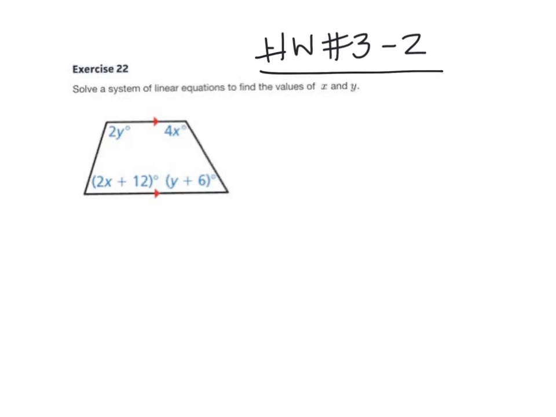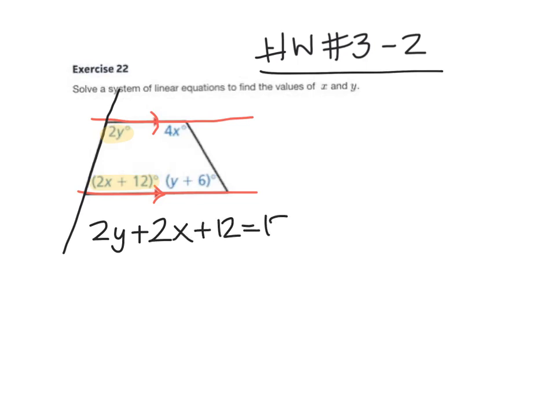So to start with this, I can see I have parallel lines. I know they're parallel because they're marked with these arrows, and you actually have two transversals. So here's transversal 1. That means these two angles, 2y and 2x plus 12, are consecutive interior, so they should be supplementary. If I add them, 2y plus 2x plus 12 should equal 180.